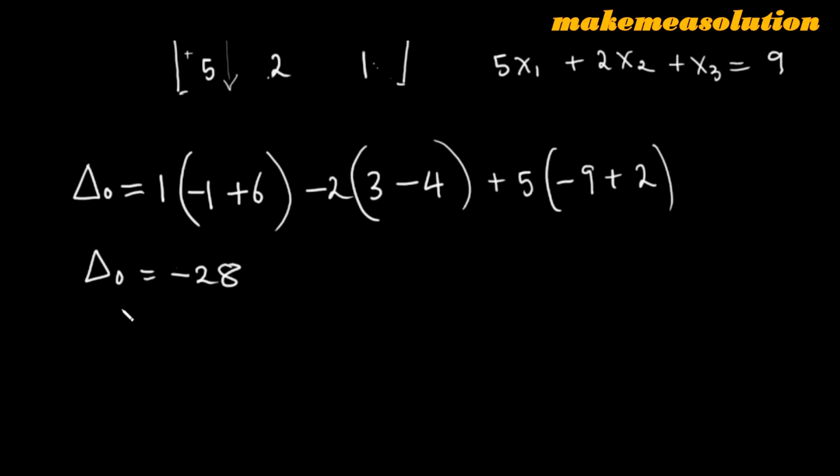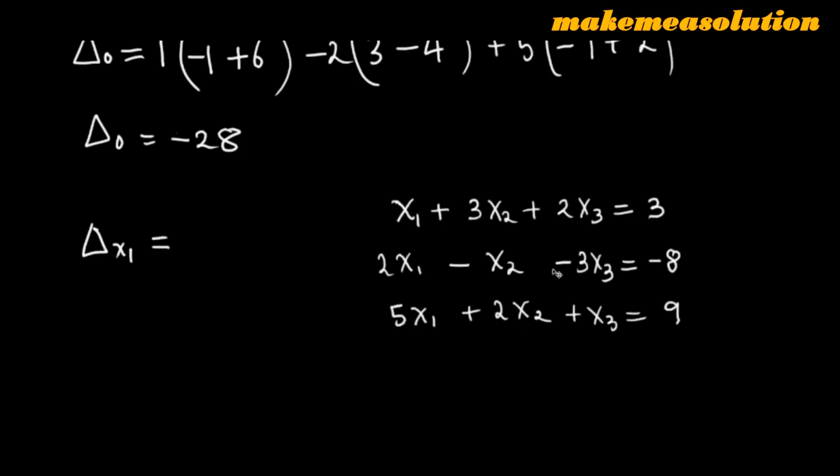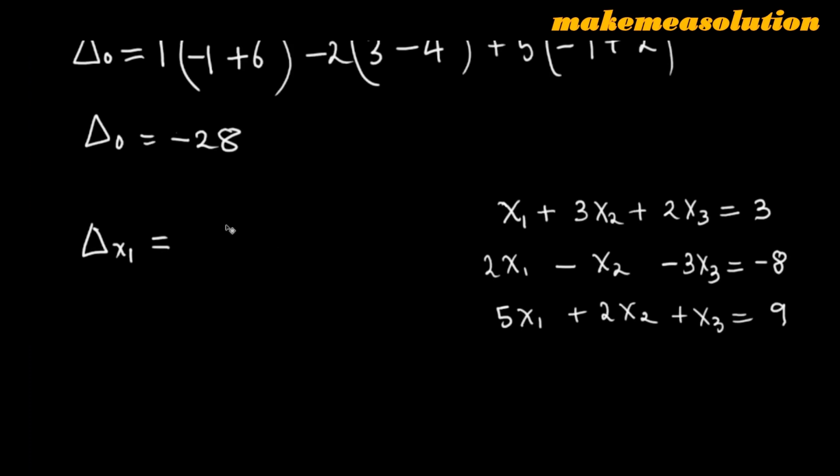Now that we have found delta naught, we'll go ahead and find delta x1. So how do we build the matrix delta x1? It's easy. Let me show you. So this is the system of equations that we're given.